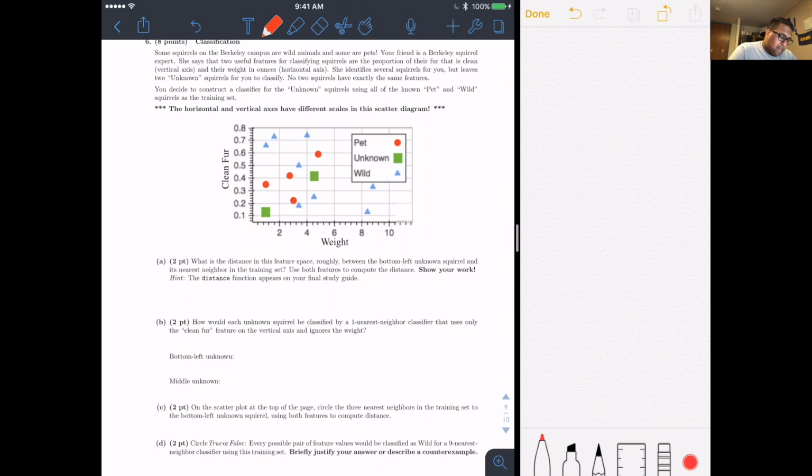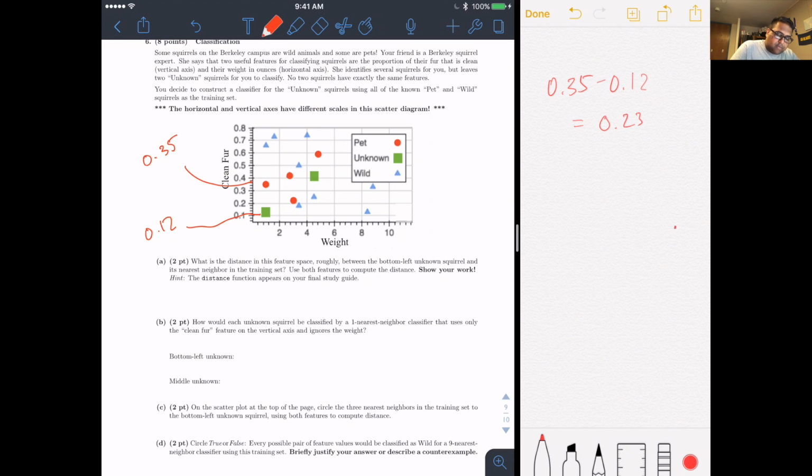So with that in mind, it's pretty easy to see that the closest neighbor to this guy will be this pet squirrel right here, right? The reason is they have the same x-coordinate, which is approximately 1. And this guy over here is located at about 0.35 on the clean fur scale, and this guy is at about 0.12. So their distance will be 0.35 minus 0.12, which is 0.23.